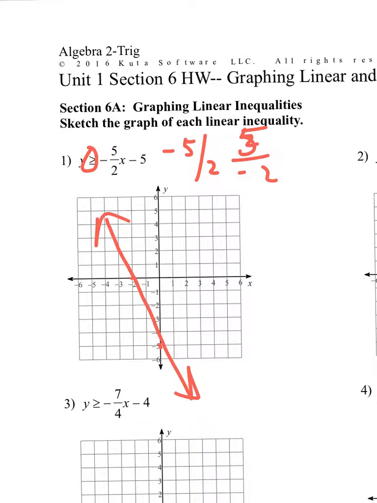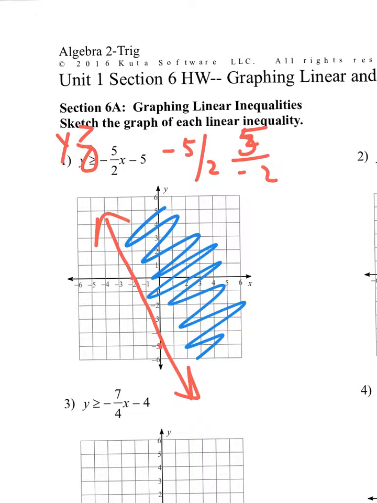And y is greater than or equal to, so that tells me I want to shade above, and that's got negative slope, so above the line would be here if it's got negative slope.